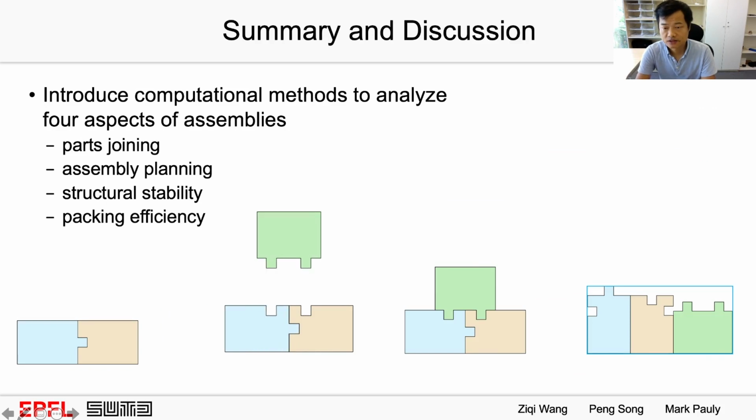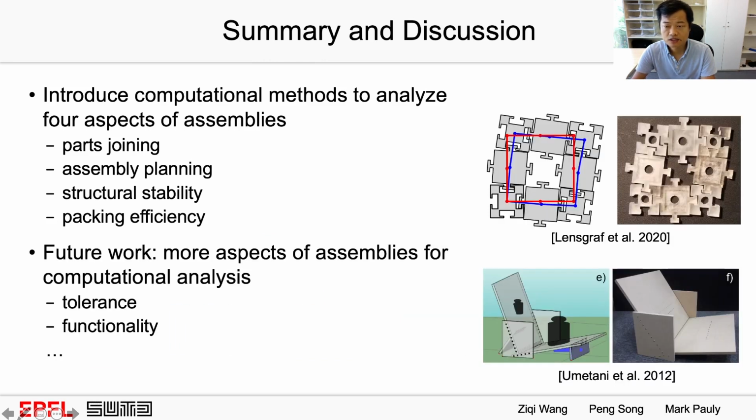Summary and discussion. In this part, we have introduced computational methods to analyze four aspects of assemblies, including part joining, assembly planning, structure stability, and packing efficiency. Future research efforts can be devoted to study more aspects of assemblies for computational analysis, such as tolerance analysis and functionality analysis.